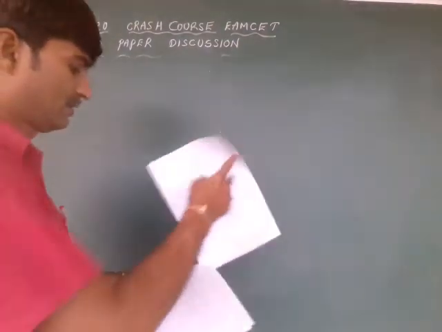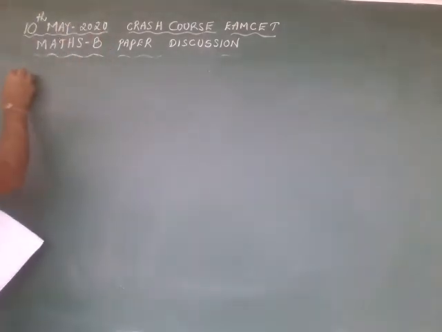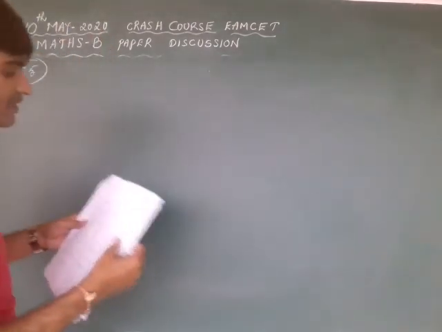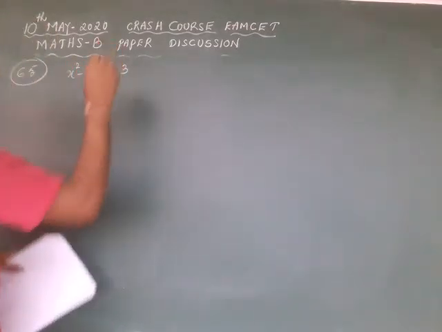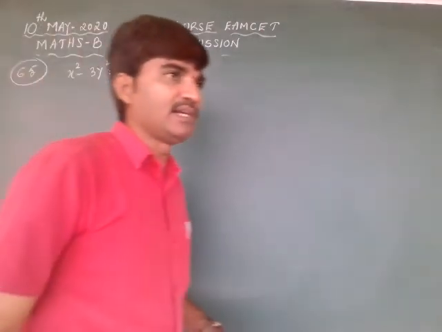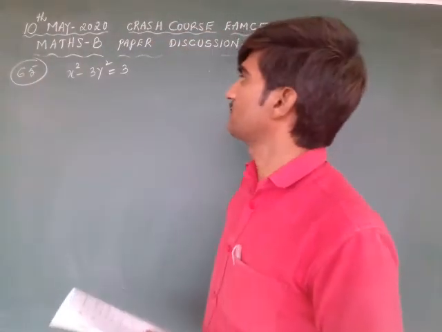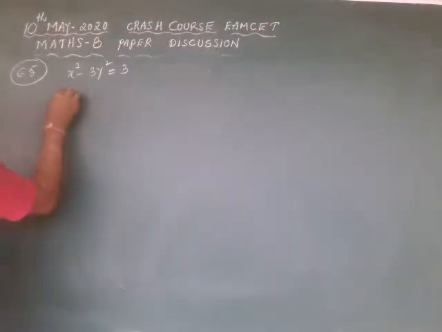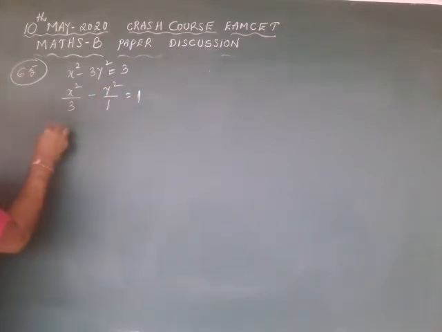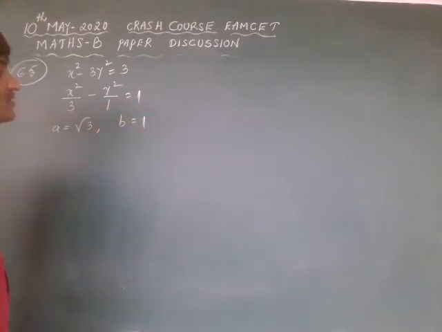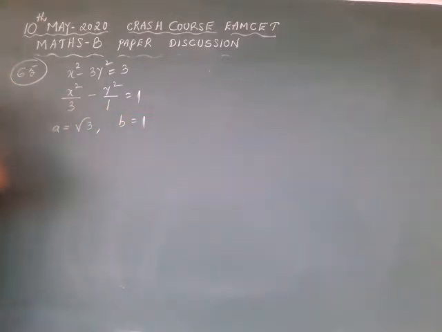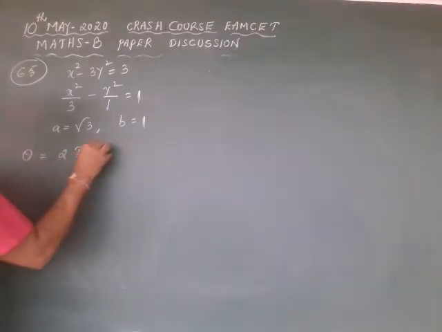Next, after 64, taken as 65, the angle between the asymptotes of the hyperbola x square minus 3y square is equal to 3 is? We calculate the angle between asymptotes of x square minus 3y square is equal to 3, which can be written as x square by 3 minus y square by 1 is equal to 1, where a square is equal to 3, a is equal to root 3, b square is equal to 1, b is equal to 1.